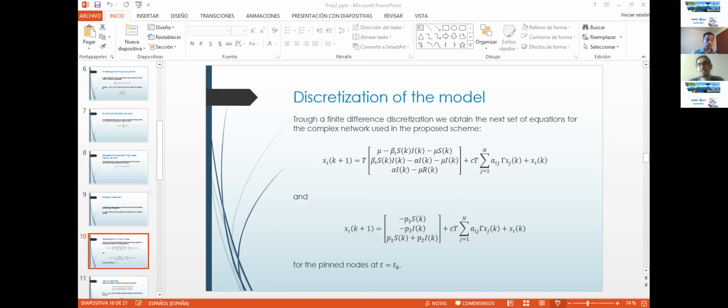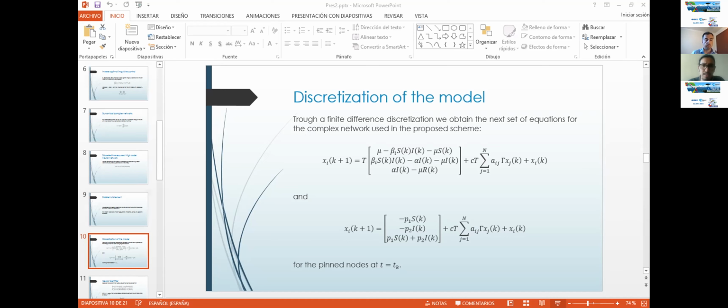So we start with a discretization of the model, with the complex network model for node i and the dynamics of the SIR model with seasonality. This is a finite difference discretization using a sample time. And it ends up like this.